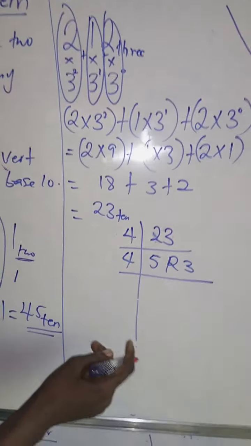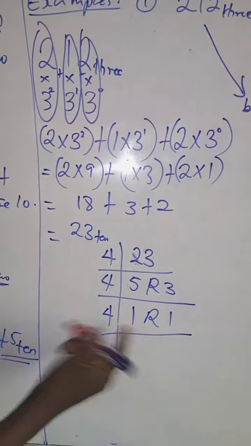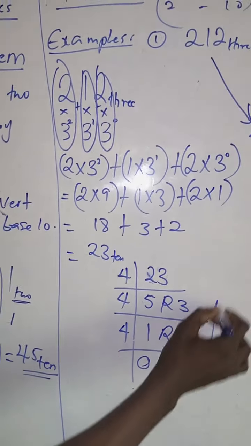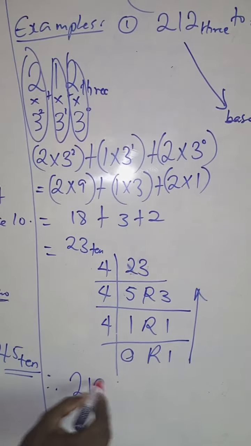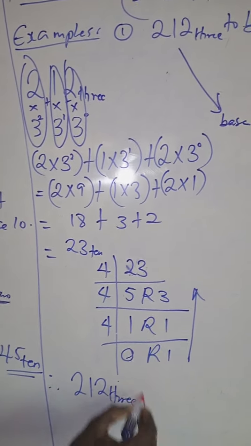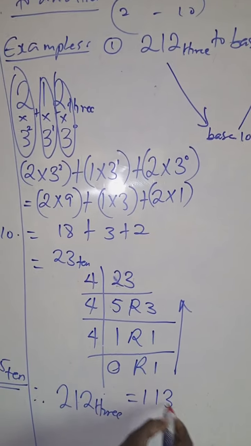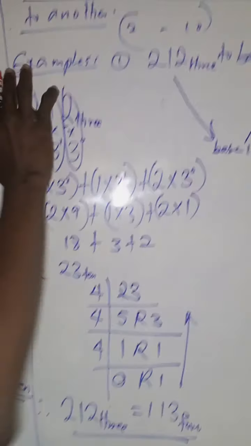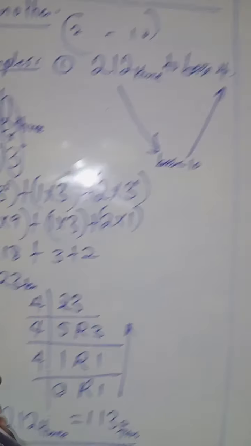4 in 5, 1, its remainder 1. Then 4 in 1, it is impossible, then we'll write whatever is there. So you read it upward. So therefore, we have 212 base 3 is equal to, from down, 1, 1, 3 base 4. So this is how to go from one base to another. You first come to base 10, then you move to base 4.